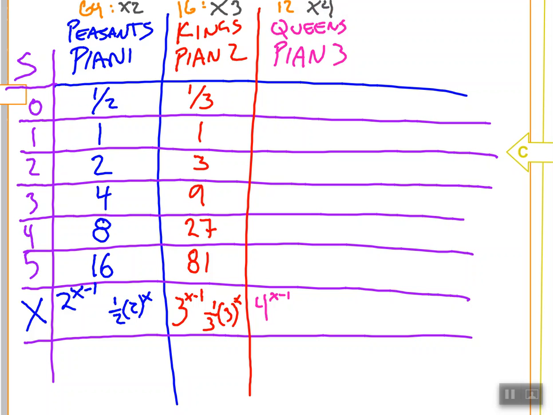So if there's 1 on the first square for the queen's plan, how many are there on the second? How about the third square? 16. On the fourth square there is, there you go, 64 and then 256. All right, how many are on the 0th square? 1/4. All right, so what's the other equation that we can write for this?